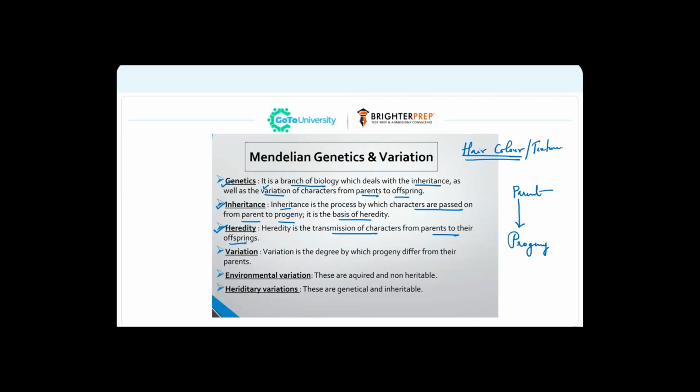Now moving to variation, as I mentioned, it is the degree by which the progeny differ from their parents. So how much they differ from each other, that is the variation.